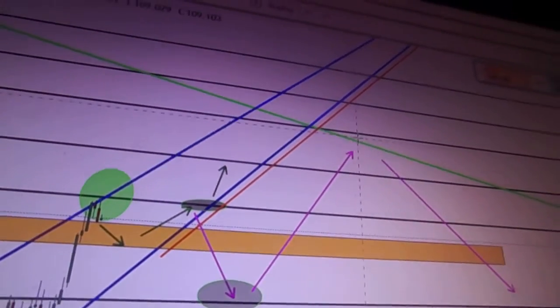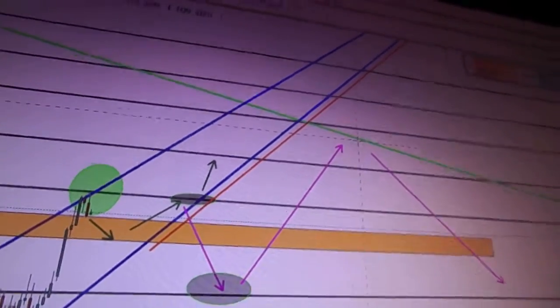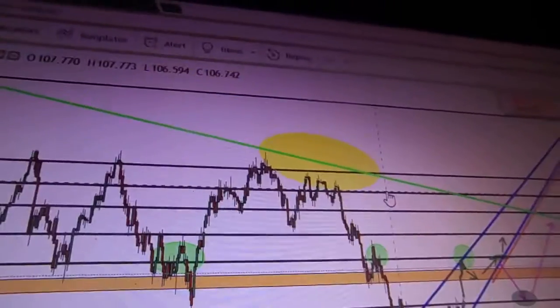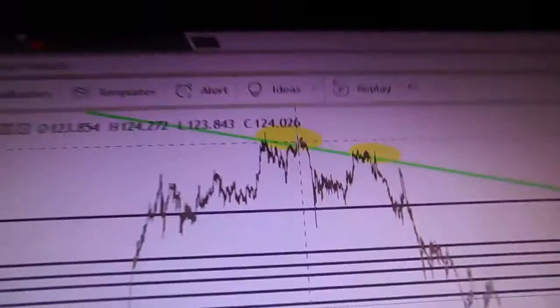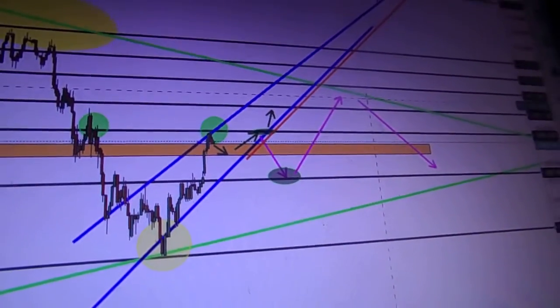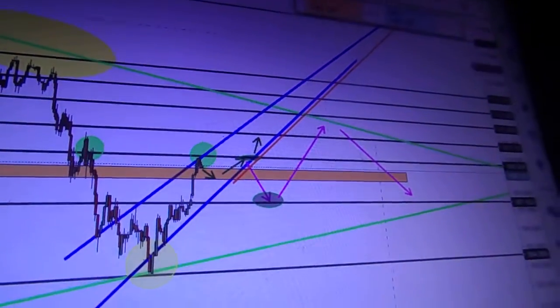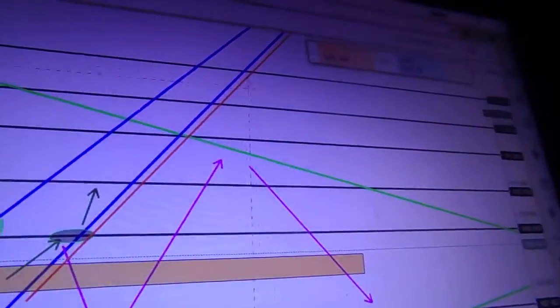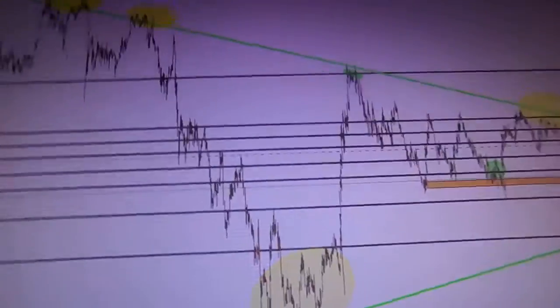And as long as it abides by what history has shown in the past, right here, right here, right here, right here, that's already 4 examples right there. As long as it does not break this line, which the red line indicates, sky is the limit. Alright, so that is my analysis on the USDJPY chart on the day time frame.